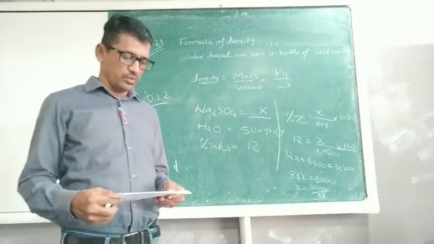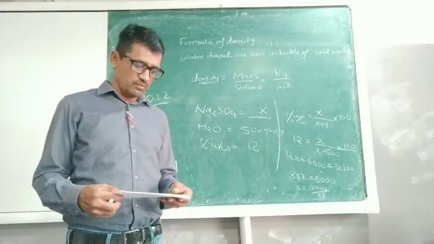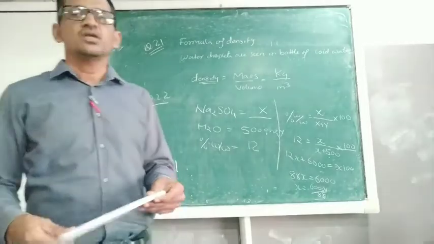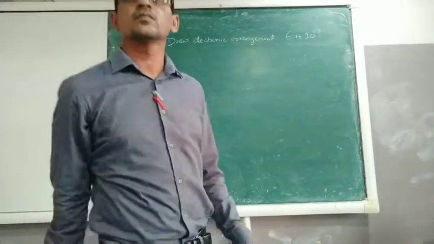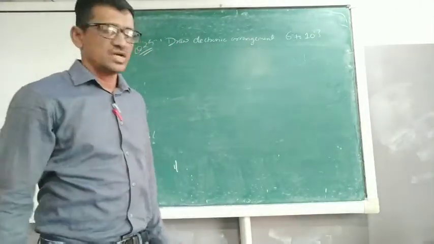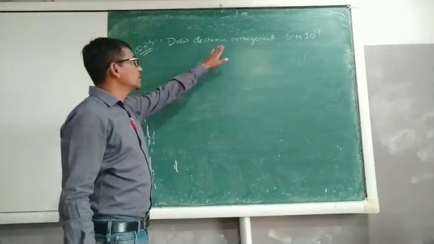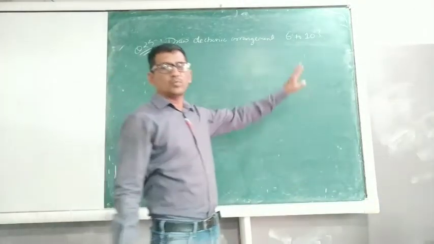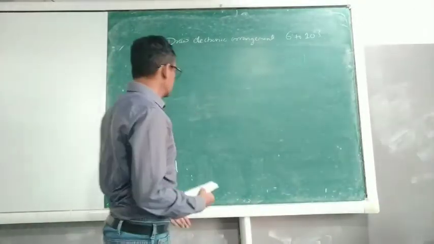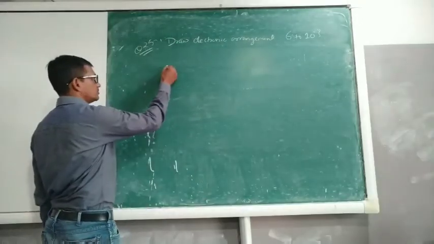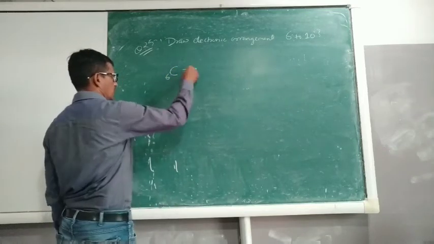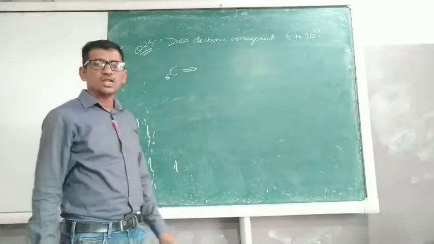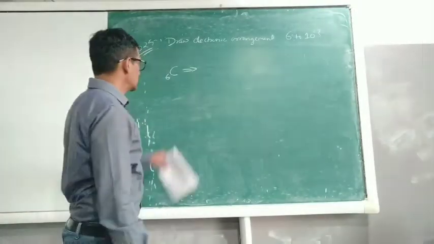Next one, very important, is the 5-mark question related with the electronic arrangement. So one by one we discuss. Okay, we will start. What will be the electronic arrangement for atomic number 6 to 10? Number 6 is nothing but carbon. Its electronic arrangement we will discuss.